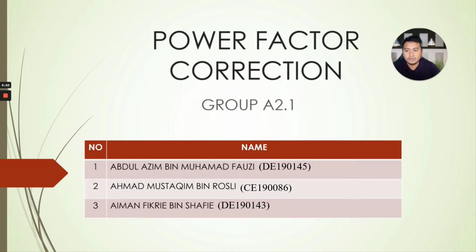This group consists of 3 members: Abdul Azim bin Muhamad Fauzi, Mustaqim bin Rosli, which is me, and Aiman Fikrie bin Shafie. This week the lab is power factor correction.